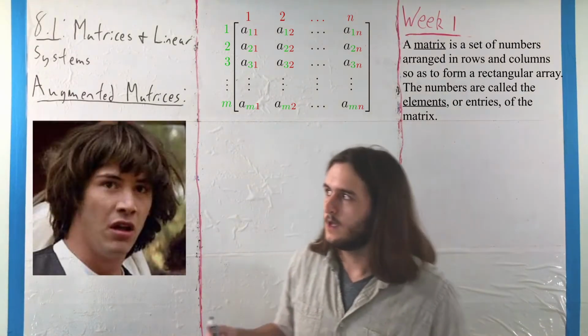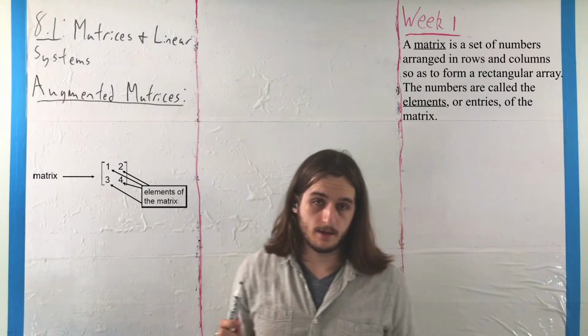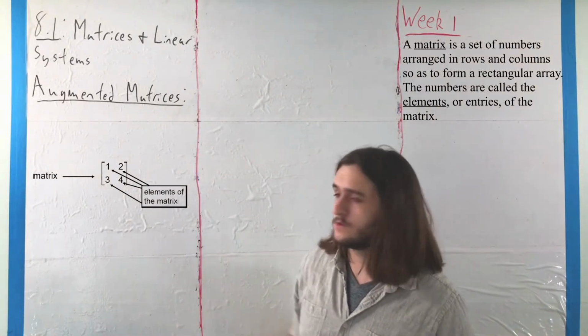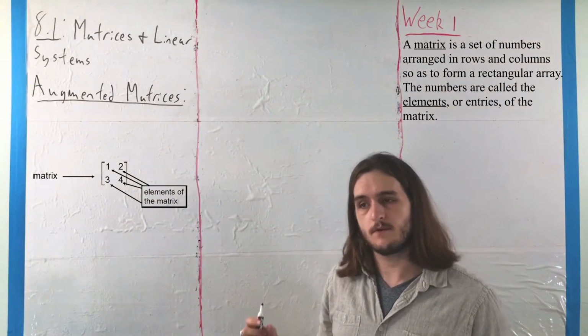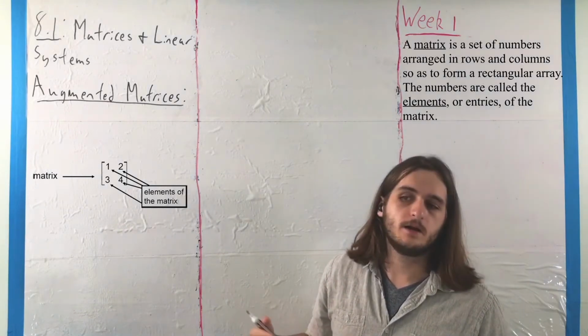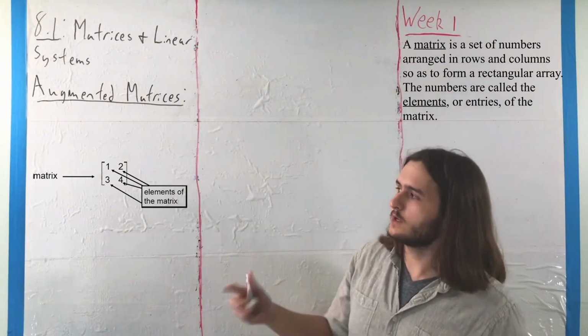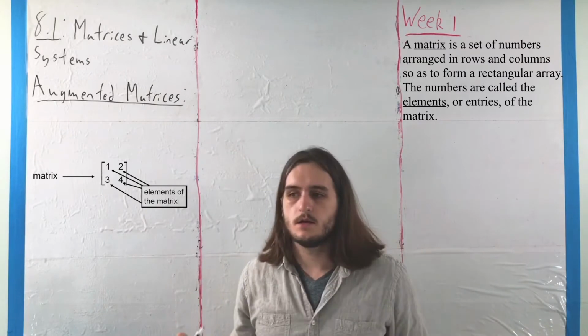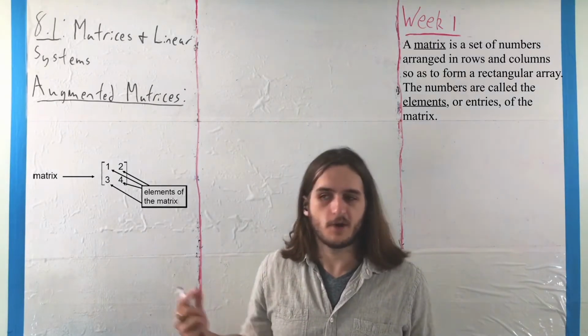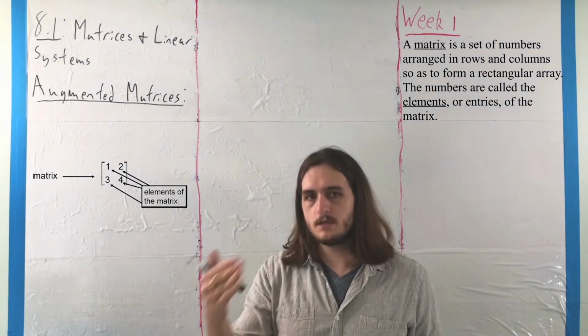So when you're thinking of a matrix, don't necessarily think of the definition or Keanu Reeves for that matter. Instead, think of a picture like this, where you have those values there in a specific arrangement, where those values are the elements of the matrix, and the whole picture in that setting with the brackets around it is what makes a matrix.